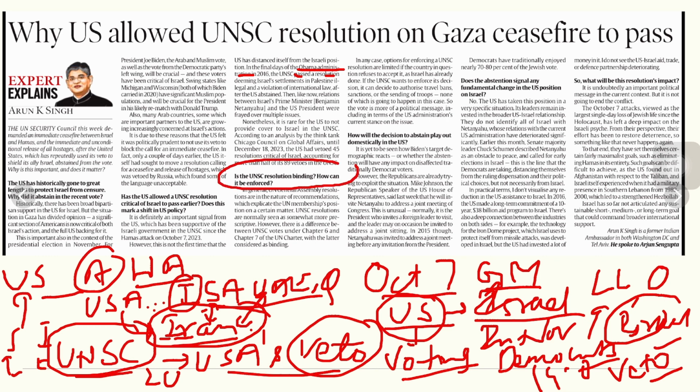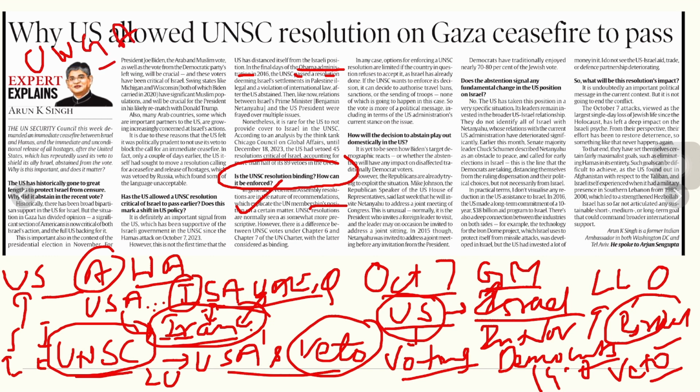Now the main question is: is the UN resolution binding, and how can it be enforced? In general, United Nations General Assembly resolutions are in the nature of recommendations which explicate the UN membership's position on a particular matter. United Nations Security Council resolutions are normally seen as somewhat more prescriptive than General Assembly resolutions.